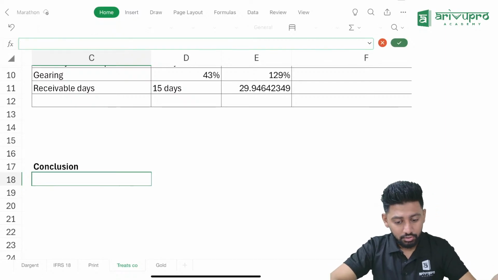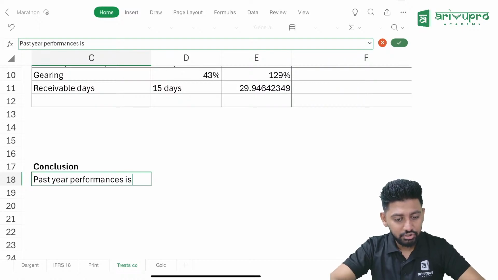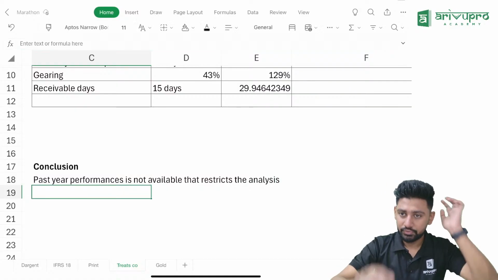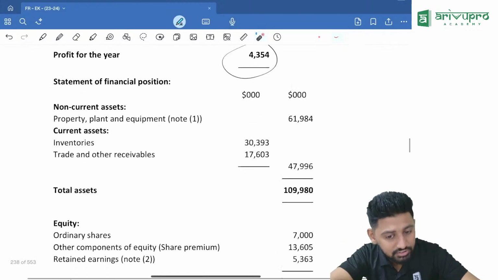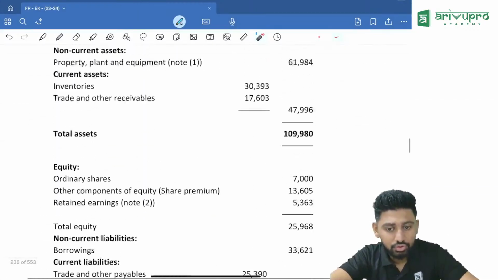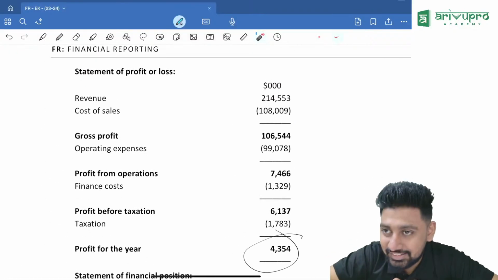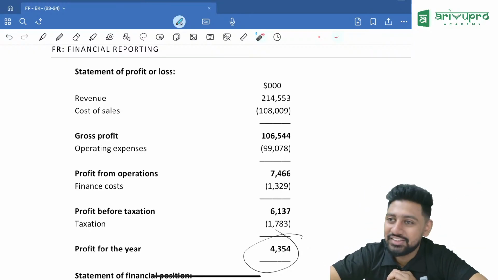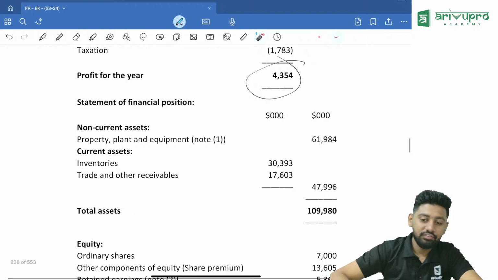Past year performance is not available, and that restricts the analysis. Now I can't go beyond and say what has happened from last year to this year, because I have not seen it here, correct? Yes, sir. So that's one disadvantage when I see the financials at a glance, because I can't compare what has happened from last year to this year. Are you clear? Super.